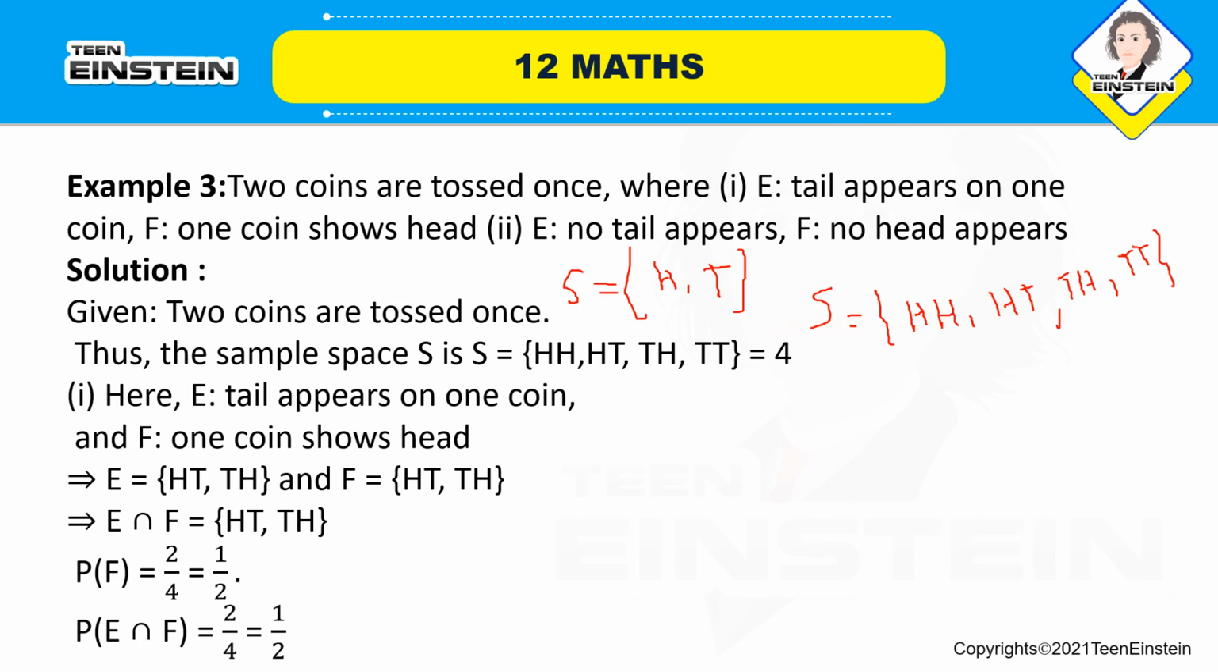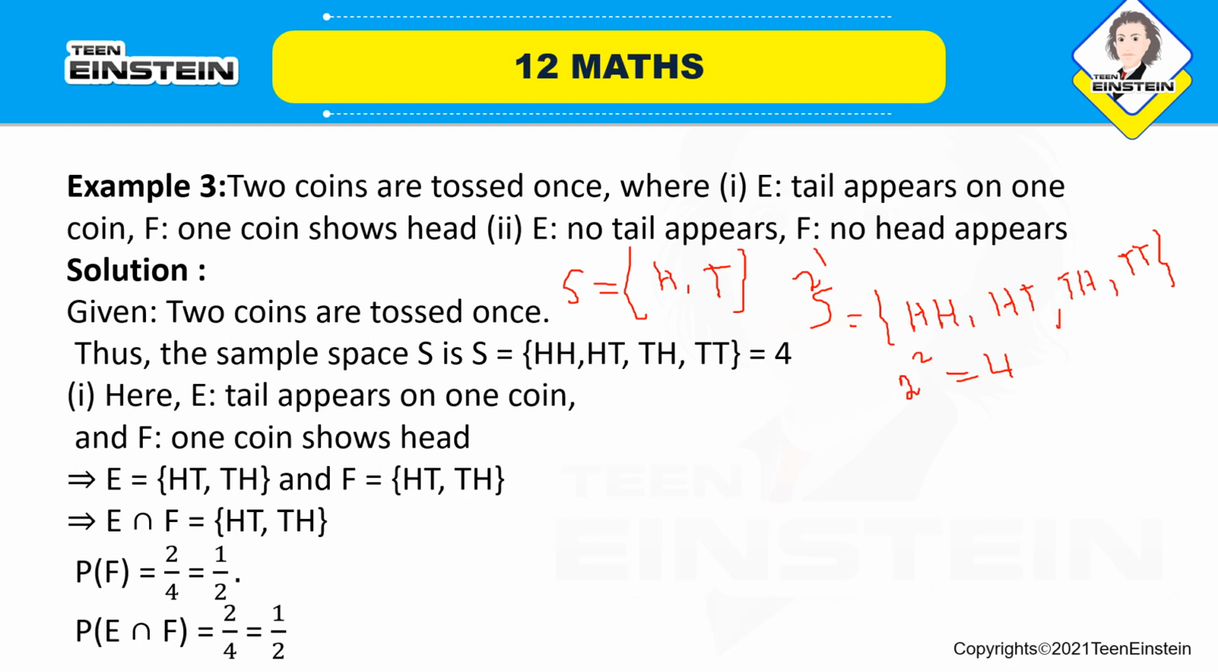So for the first case, you are having two outcomes, no? So 2 power 1. For the second case, 2 square. So how many elements in S? There are 4 elements in S.